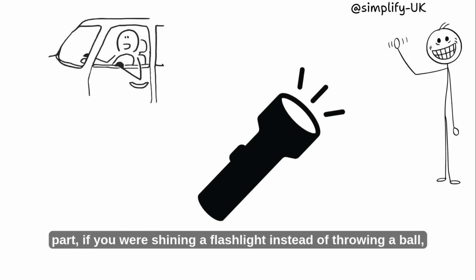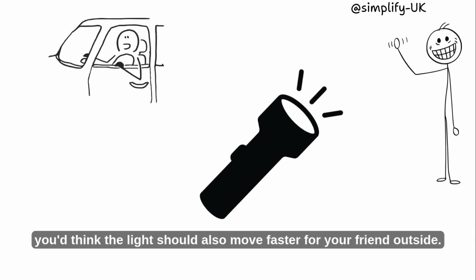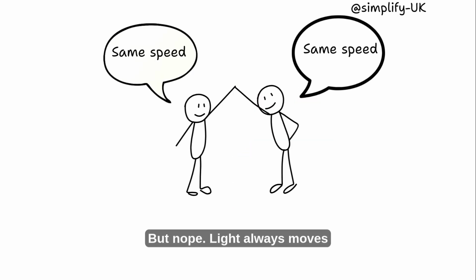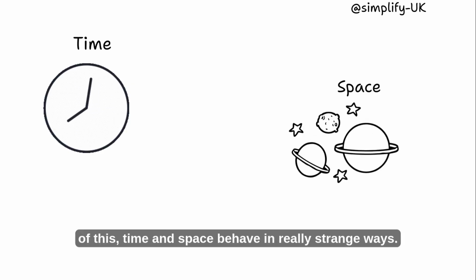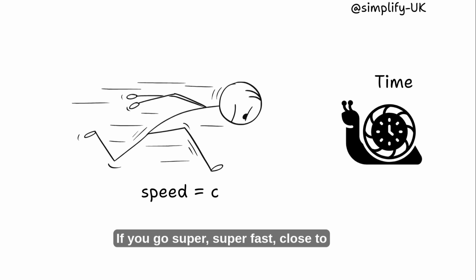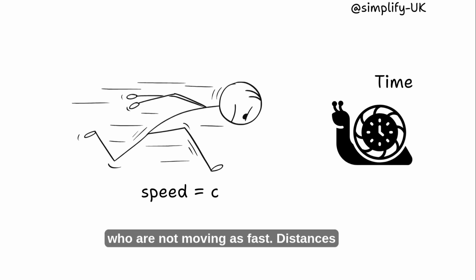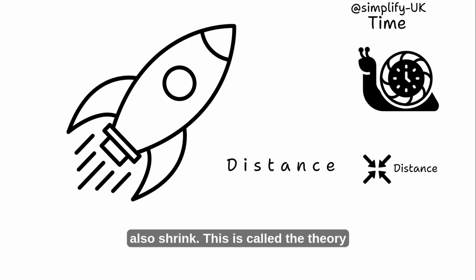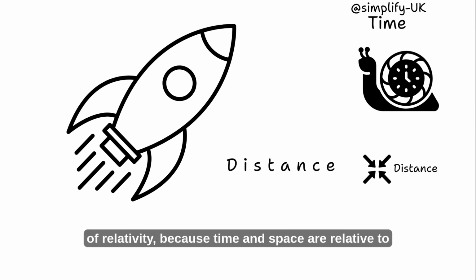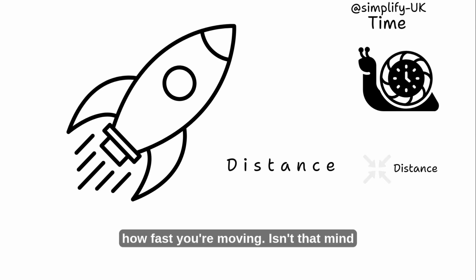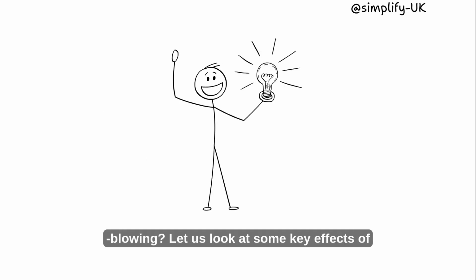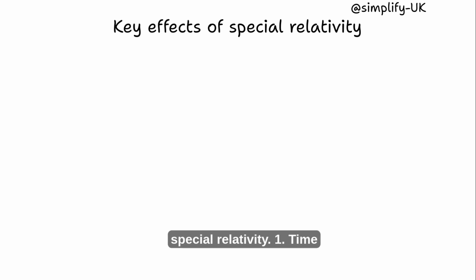Now, here's the cool part: if you were shining a flashlight instead of throwing a ball, you'd think the light should also move faster for your friend outside. But nope. Light always moves at the same speed, no matter what. Because of this, time and space behave in really strange ways. If you go super fast, close to the speed of light, time slows down for you compared to people who are not moving as fast. Distances also shrink. This is called the theory of relativity, because time and space are relative to how fast you're moving. Isn't that mind-blowing? Let us look at some key effects of special relativity.